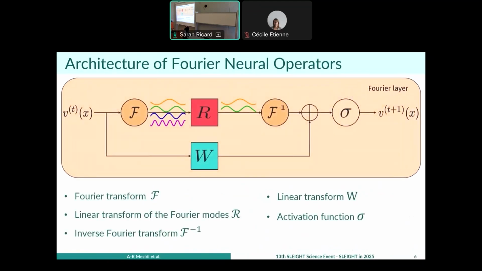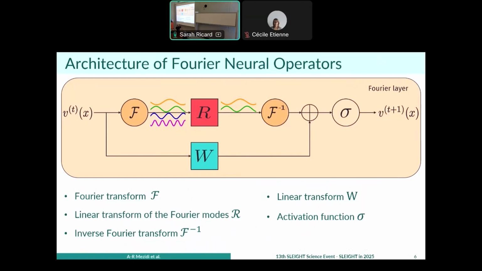So let's focus on one of these Fourier layers. All of the Fourier layers share the same architecture. On the first branch, you take the input and apply the Fourier transform. Then you apply a linear transform on these Fourier modes. And finally, apply the inverse Fourier transform. On the other branch, you apply a linear transform in the latent space. And after a summation, we apply an activation operator sigma.